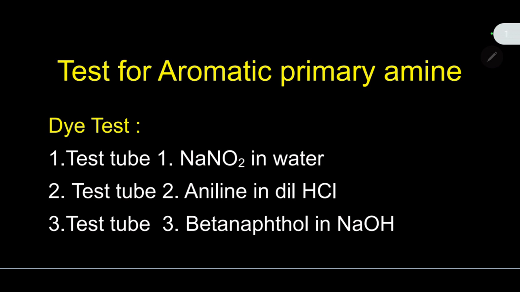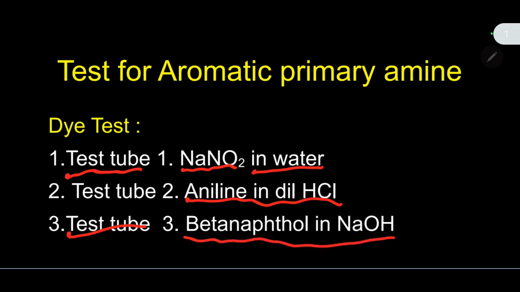Test for aromatic primary amine. So in this test, we have to take 3 test tubes. Test tube 1: sodium nitrite in water. Test tube 2: aniline in dilute HCl. In the third test tube, I have to take beta-naphthol in sodium hydroxide.